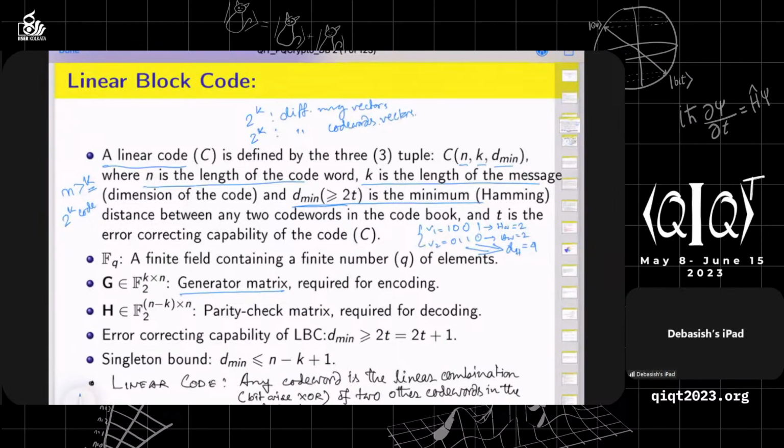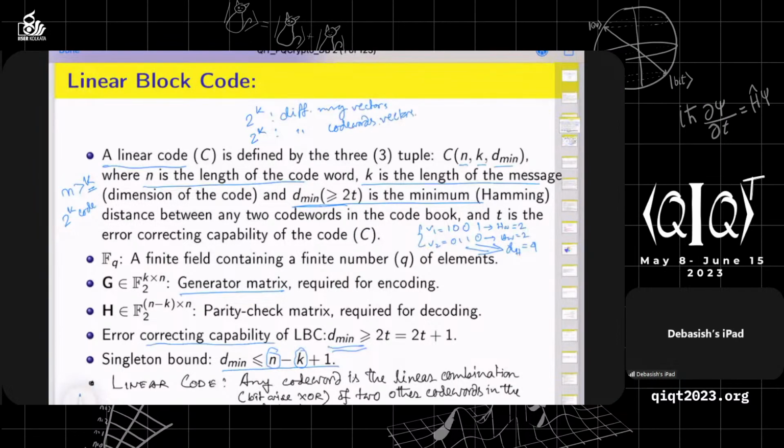So there is some kind of bound for this linear block code, which is that d min should be such that t is the error correcting capability. It depends on how each of the code words are, the minimum Hamming distance between any two code words. And this d min also depends on the number of bits you have chosen for the code word length and the message vector length.